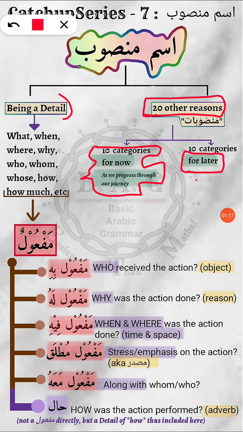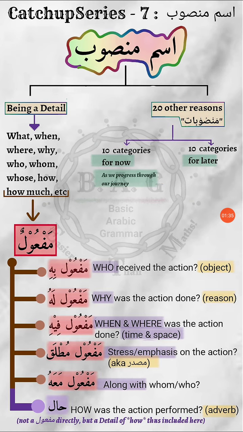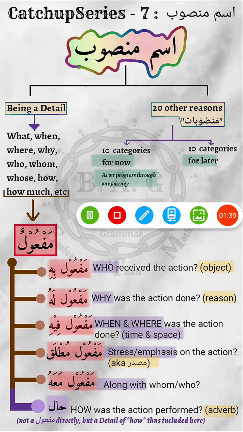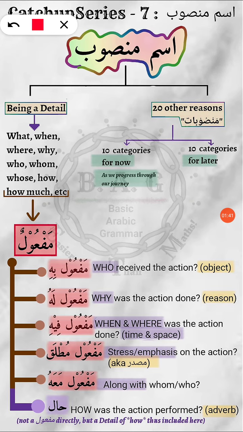So for now, for this basic and catch-up series, just to get you started with Arabic inshallah, we are going to study the 10 categories or 10 situations that are going to cause an ism to be in a Nasab form, in addition to this detailed one. Okay, so let's see individually what I mean by each of these. First of all, an ism, whenever it's a detail, is going to be in a Nasab form. What do I mean by detail?